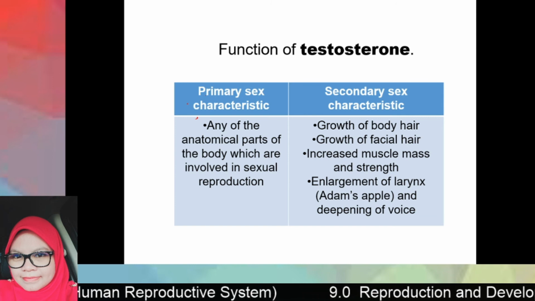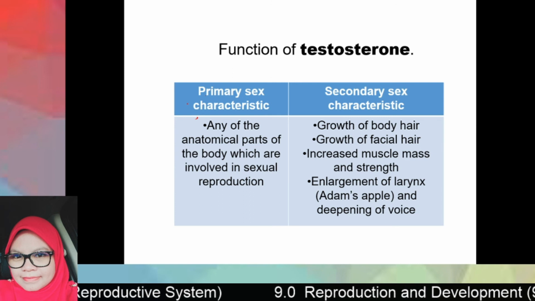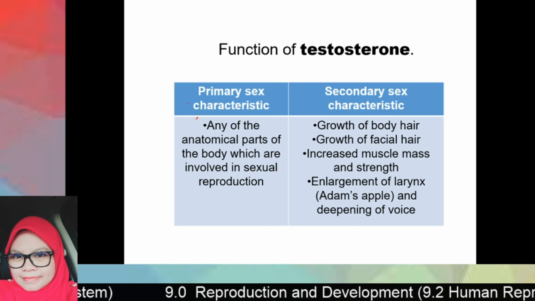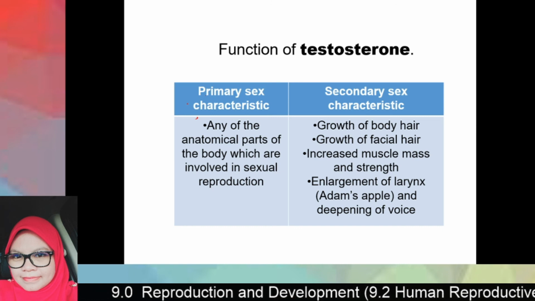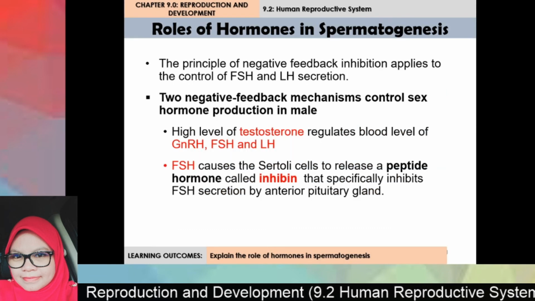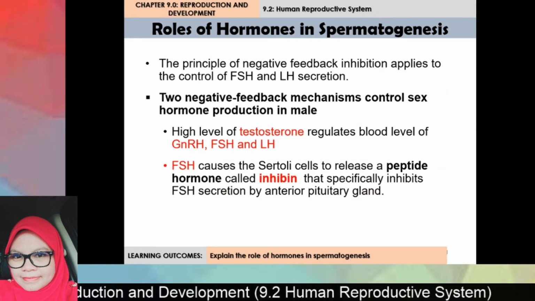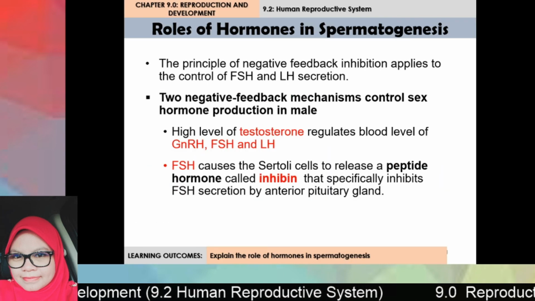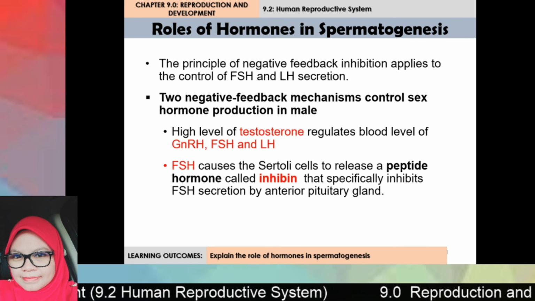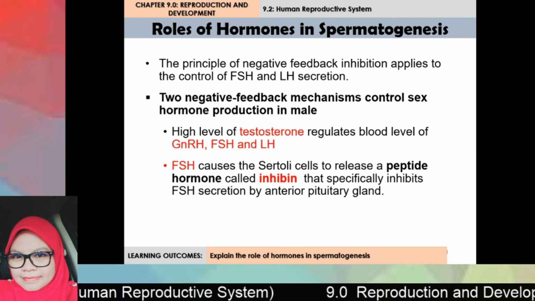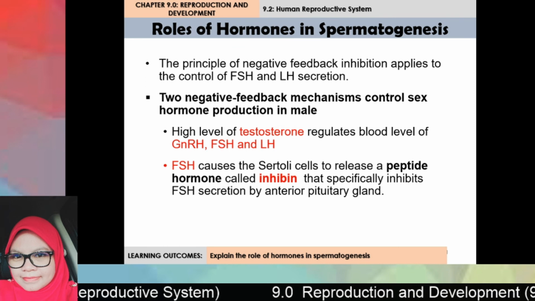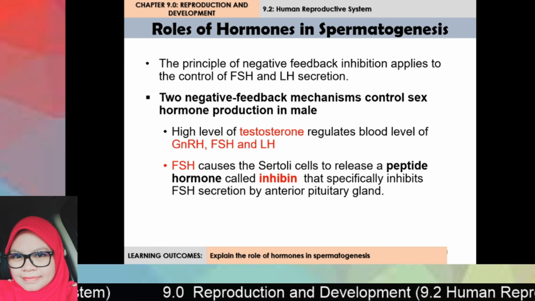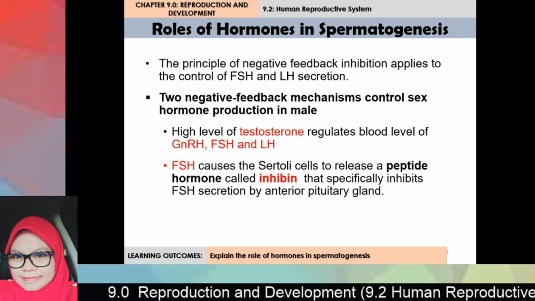Kalau testosteron dia tak berapa tinggi sangat, suara dia pun tak akan dalam sangat. Suara dia akan lebih feminin, lebih halus, and then bulu dekat muka tak akan banyak sangat. Okay? So kita tengok role of hormone in spermatogenesis macam tadi. And actually the process of spermatogenesis pun perlu dikawal. Dia berlaku continuously sampai tua, hingga akhir hayat seseorang lelaki proses spermatogenesis ini berlaku.